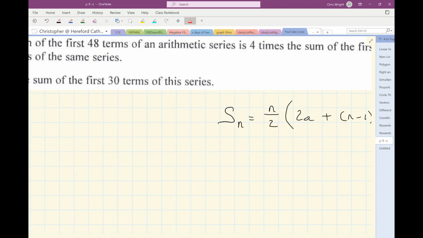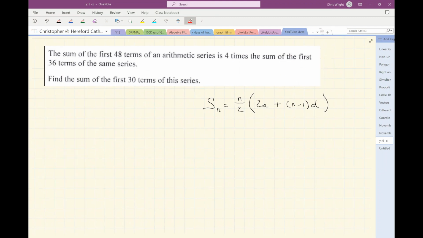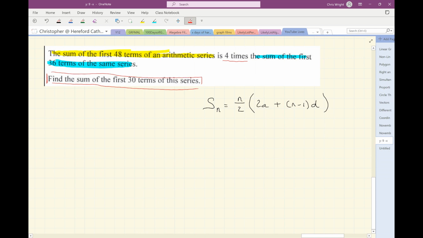So we have the sum of the first 48 terms of a series is equal to 4 times the sum of the first 36 terms of the same series. And we're asked to find the sum of the first 30 terms of that same series. So let's have a look.